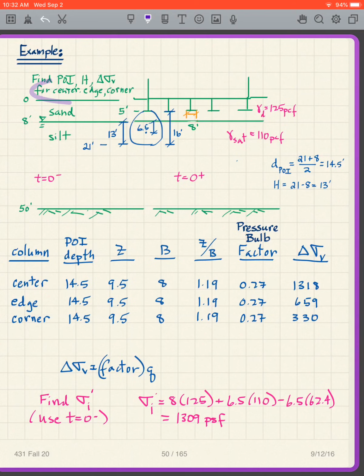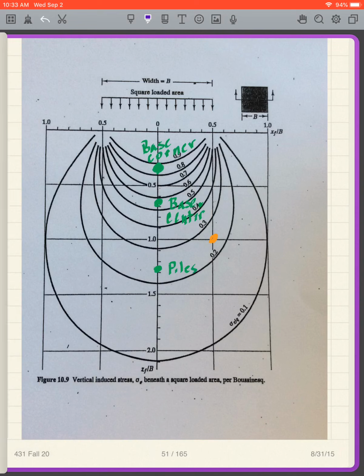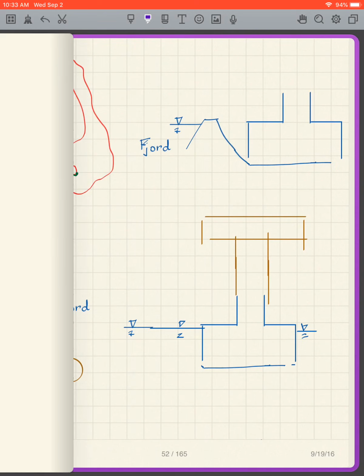So we have found everything we need, and then the rest of the problem becomes the basic settlement problem. We found our sigma prime I. You can figure it out again with no structure being there. You can all look this over and get this value. You can all get that at our point of interest. And okay.